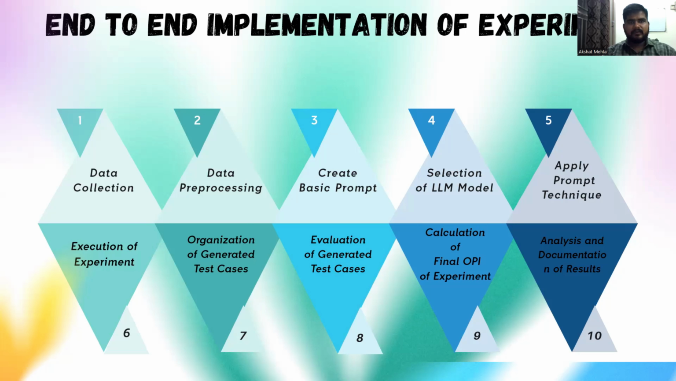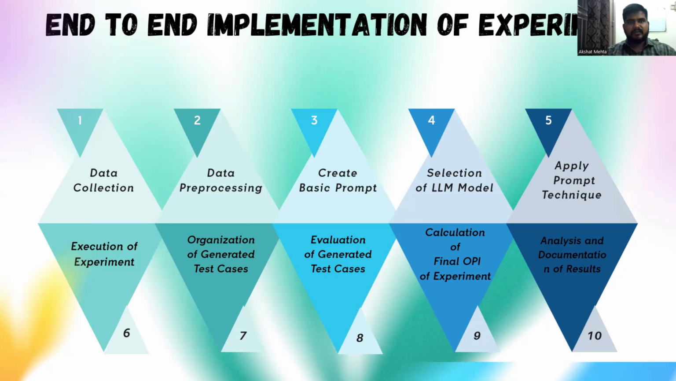Step 6, execution of the experiment. The experiment was then executed, where the LLM generated test cases based on the given user stories and the prompts. This is the core of the process where the AI produces the output. Step 7, organization of the generated test cases. After generation, the test cases were organized systematically. This step ensures that the output was easy to analyze and compare across the different models and techniques.